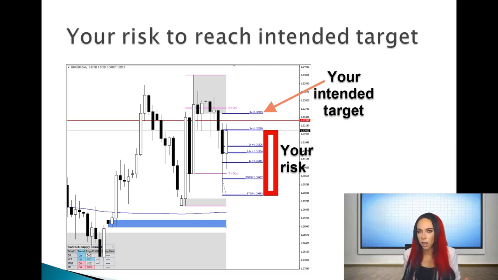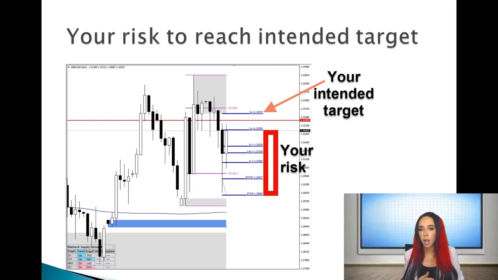Take it and run. Because if you stay in, and this indeed is the beginning of the consolidation, your risk is not just your initial stop loss. Instead, your risk is this entire move. Okay, and what do we call that? A negative risk reward. Jack the Ripper of trading accounts.